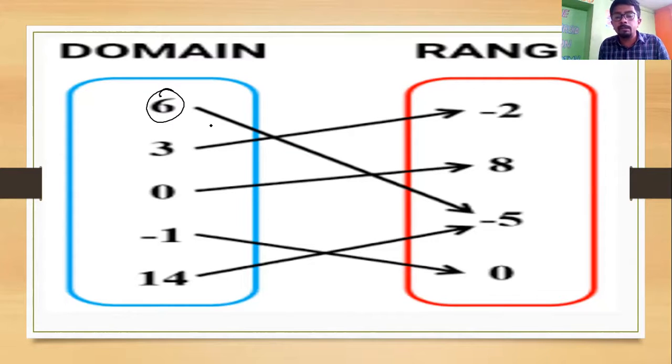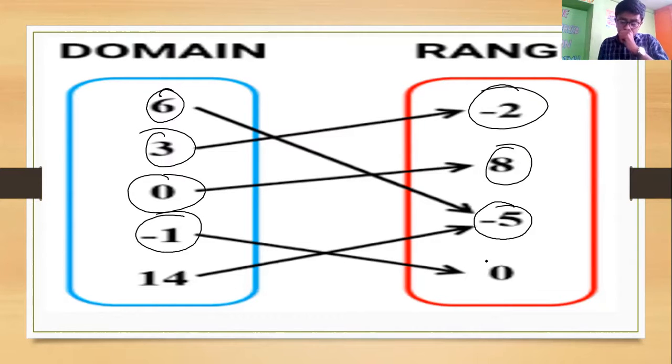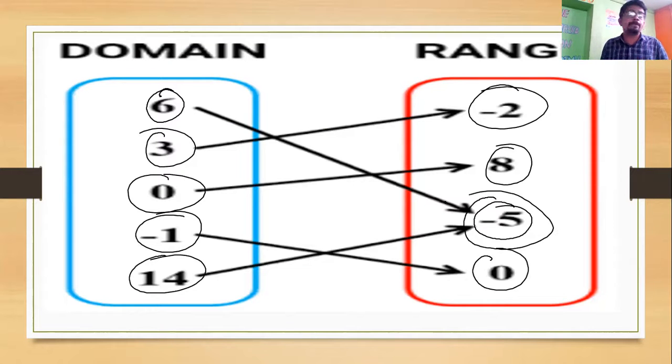For example, 6 is related to -5, 3 is related to -2, 0 is related to 8, -1 is related to 0, and 14 is related to -5 again. But the main thing we should observe here is that every element of this domain is related to the other set, the codomain. No element should be spared. Each and every element should be mapped. That thing should be made clear, students.